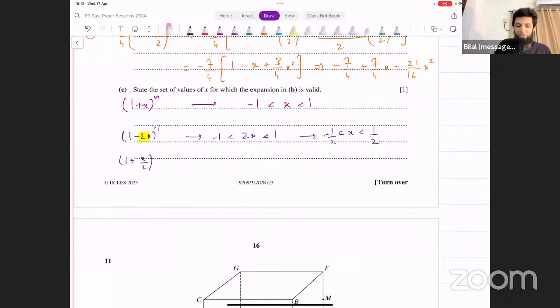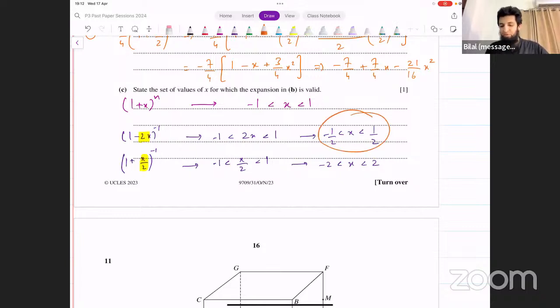Now, both of them have x over 2 inside. This is the one that you're going to be using. With -1 or -2, inside you have x over 2 here. This gives you x over 2 between -1 and +1. What does that give you? That gives you x greater than -2 and less than 2. Now, these are two results that we're getting. One expansion is valid when x is between -1 over 2 and +1 over 2, and the other two expansions are valid when x is between -2 and 2.